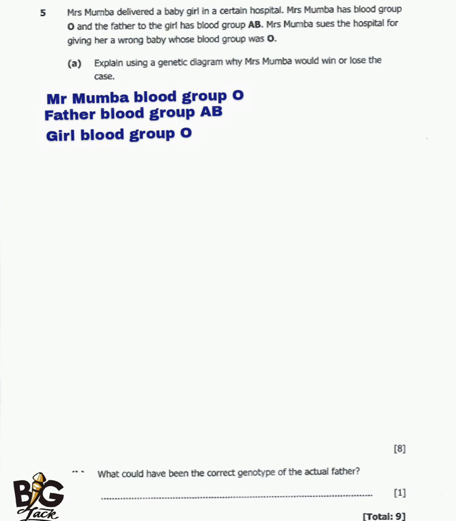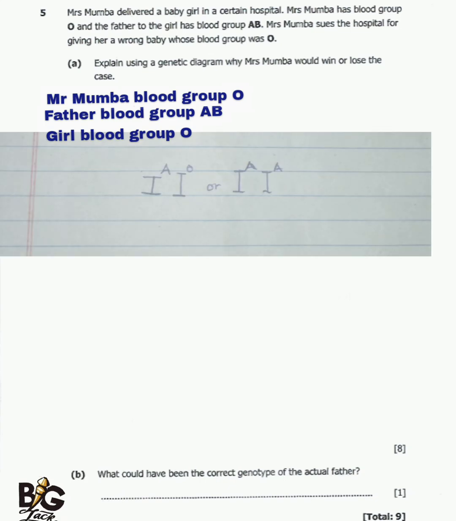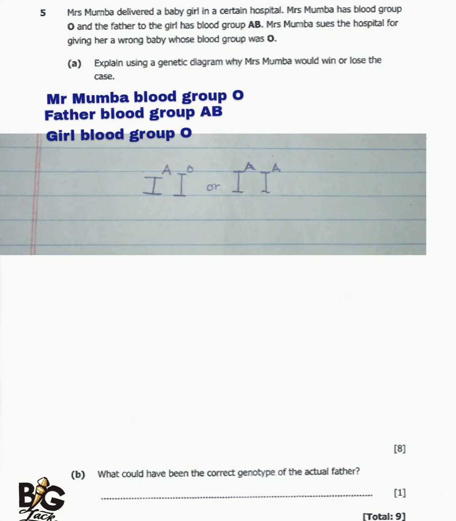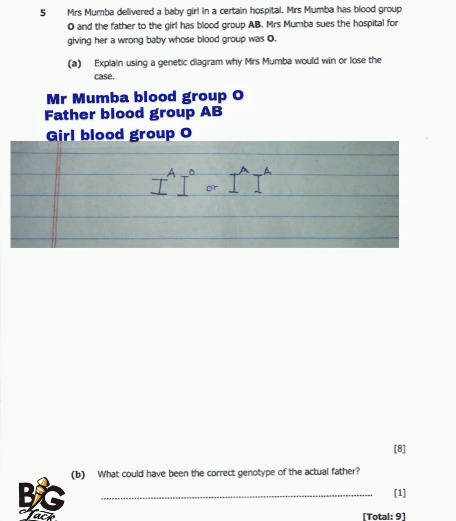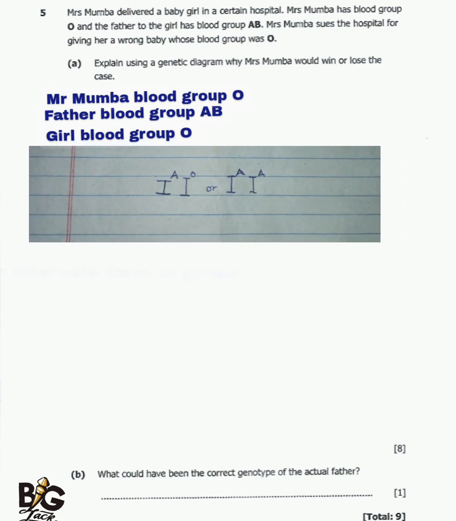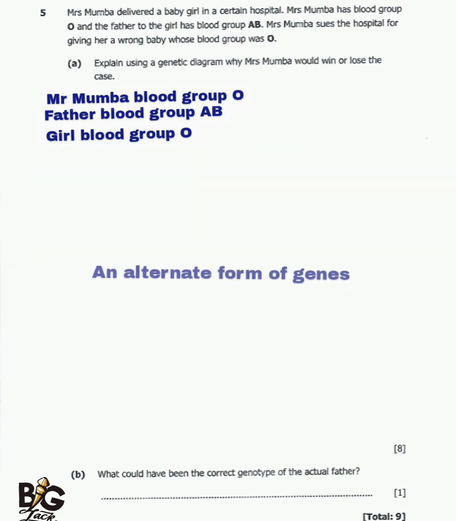Here are the things you need to know on this part. Blood groups are represented by alleles. Specifically, the special allele for blood groups is capital letter I. By definition, an allele is just an alternate form of a gene. An alternate form of a gene, that is an allele.